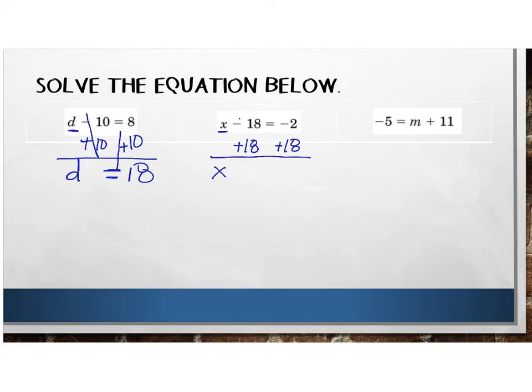Bringing down my X, I've zero paired those 18s out. But on this side, now I had -2 already there, and I'm adding some positives. So this is what we also have to remember from our integer operations: when we combine integers with different signs, that means we actually have to subtract. So in this case, I will be left with a +16.